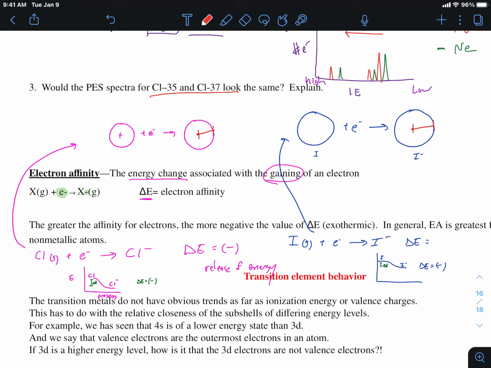So, following this trend, what would your predictions be for bromine? Not as exothermic as that of chlorine, but probably more exothermic than iodine. Yeah, somewhere in the middle. Somewhere in the middle. Okay.